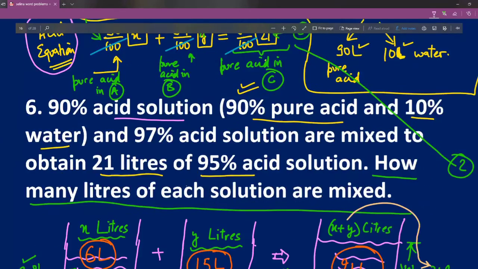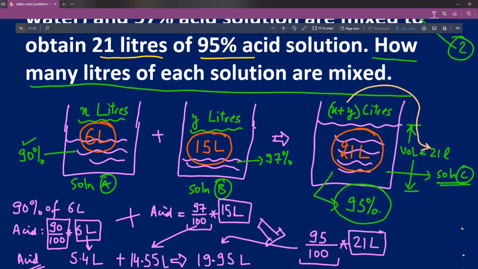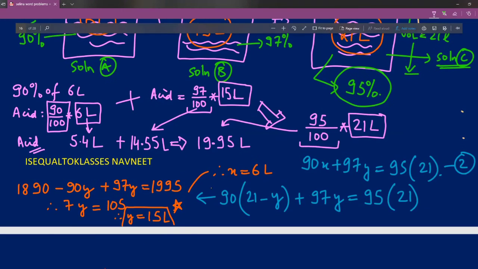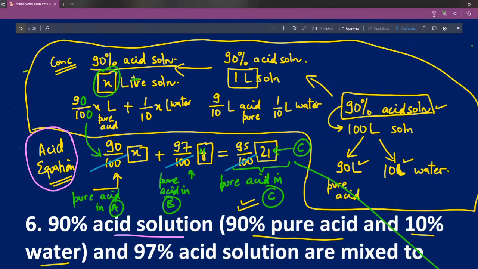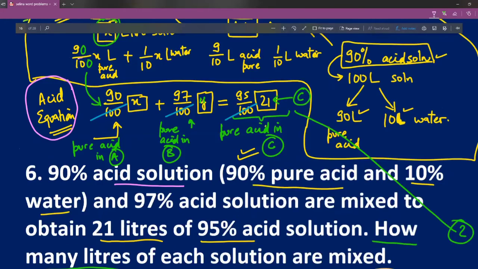See, there are two equations in this question. One is the volume equation, which was x plus y is equal to 21. So x plus y is equal to 21 was the total volume equation, and this equation, 90% of x plus 97% of y is equal to 95% of 21, is the acid equation. I hope you are clear.